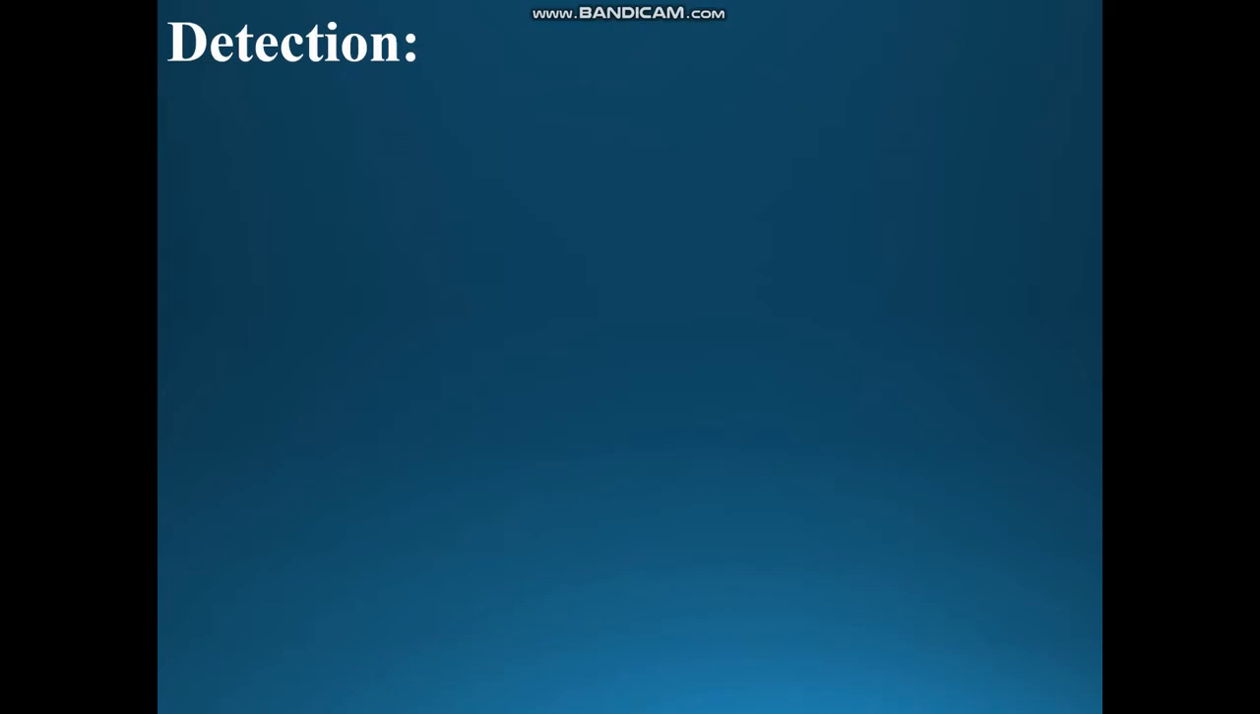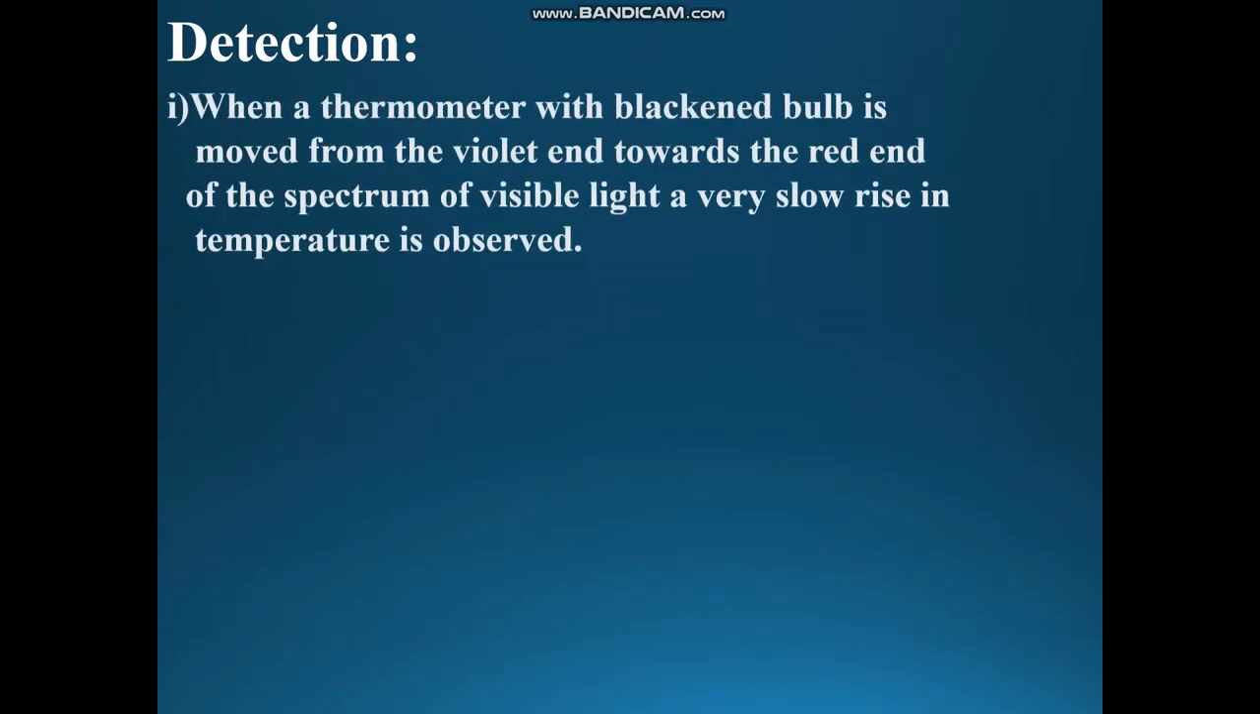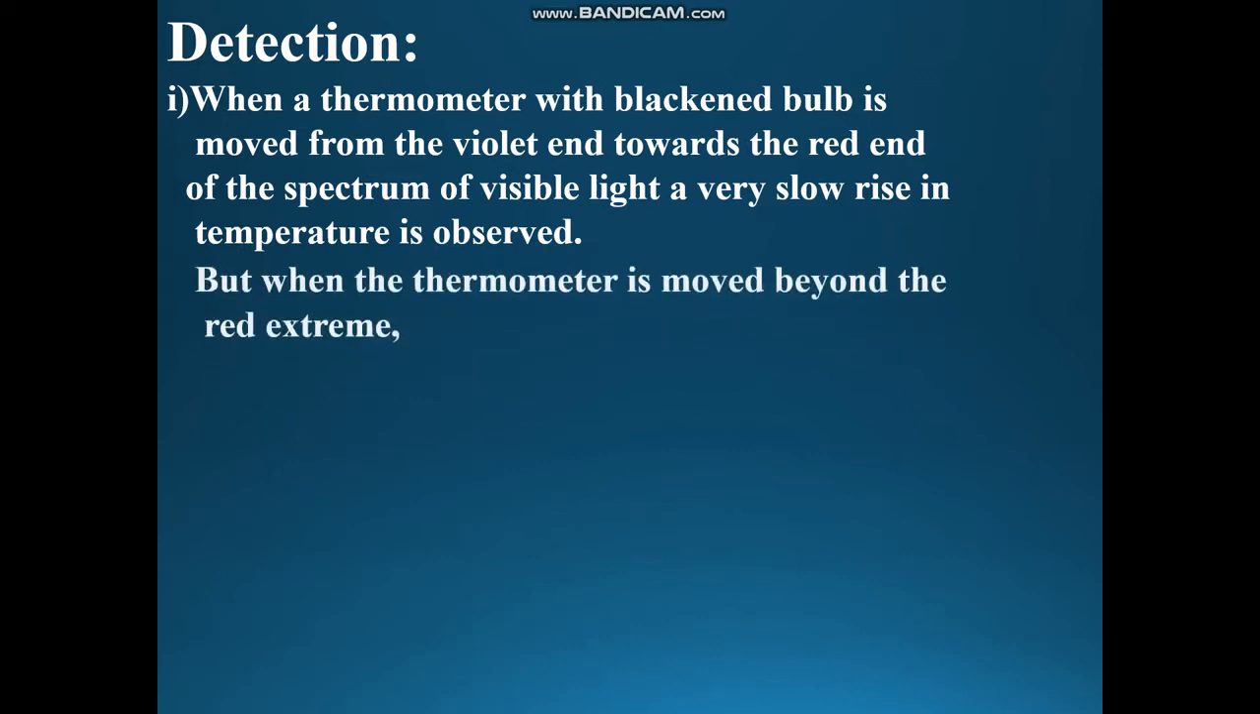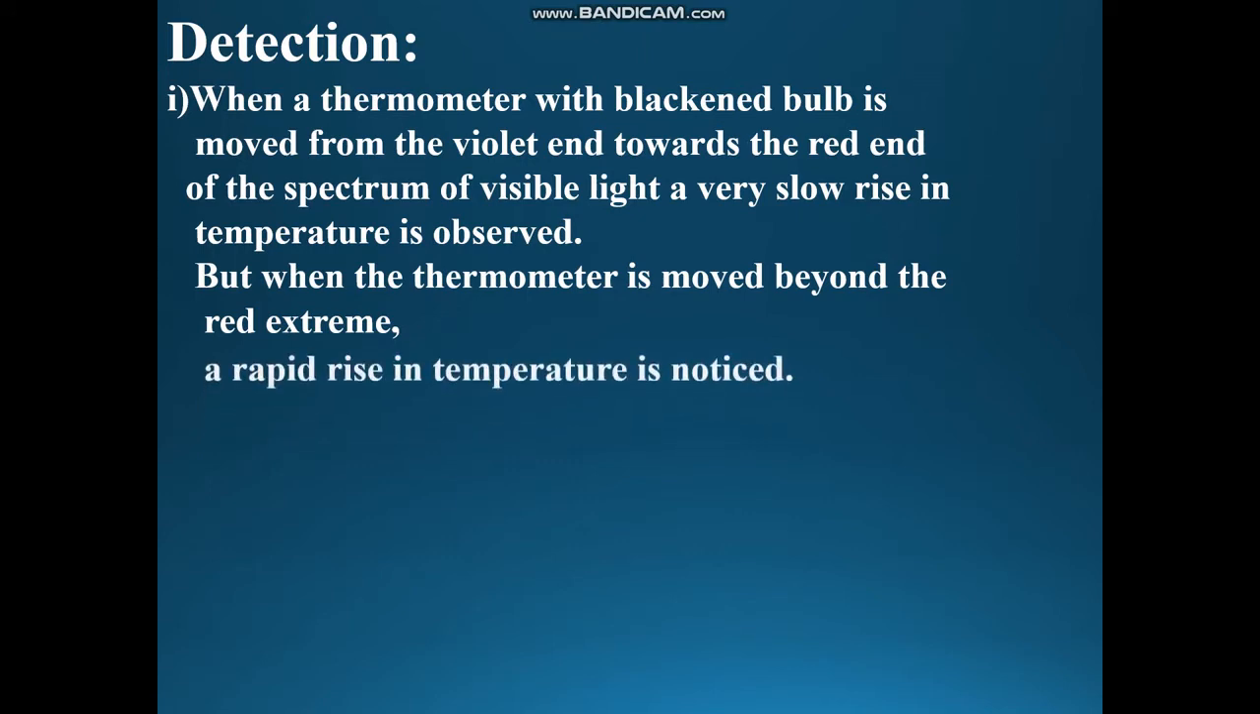Detection. How are infrared radiations detected? Now here the bulb of the thermometer is blackened. I hope you can recall that black is a good absorber. Now, a thermometer with blackened bulb, when moved from the violet end towards the red end of the spectrum of visible light, a very slow rise in temperature is observed. But when the thermometer is moved beyond the red extreme, a rapid rise in temperature is noticed.